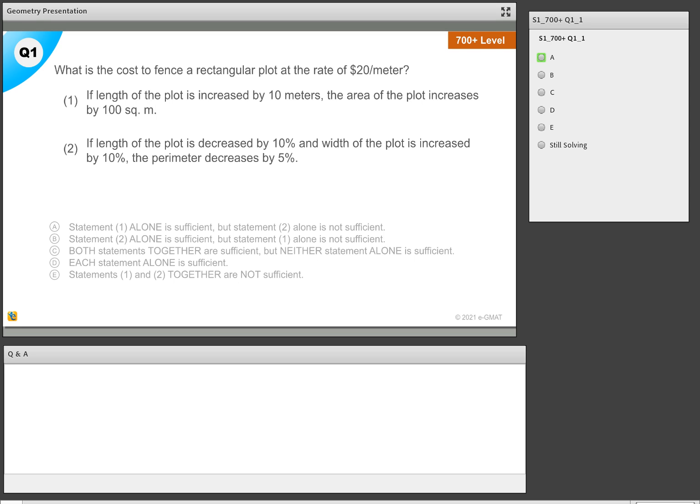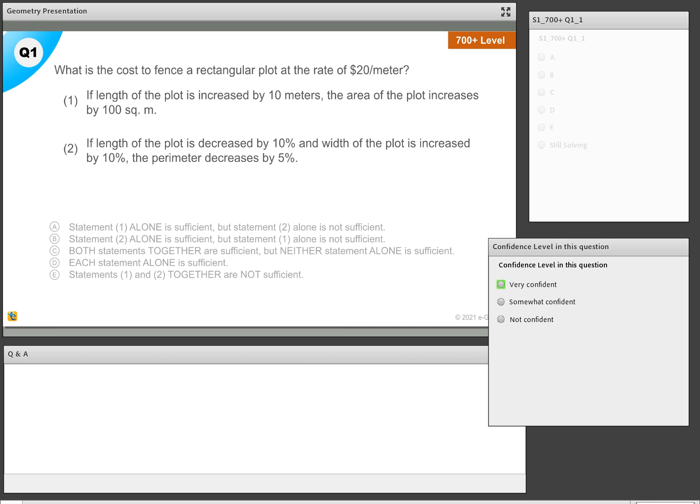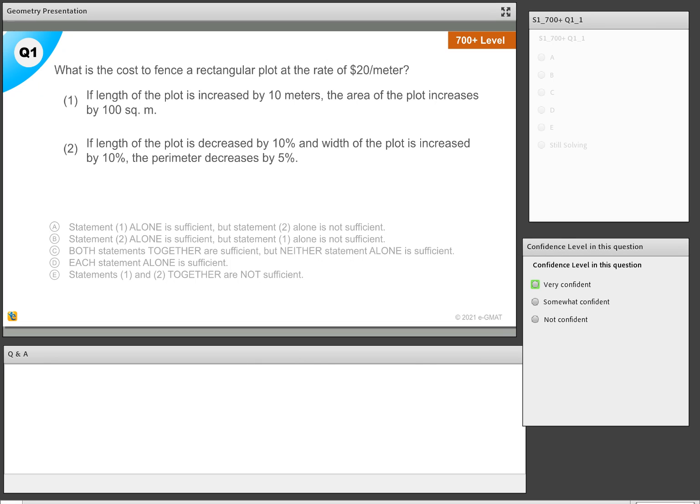All right, last 30 seconds. All right, I'm going to end this poll here. Now, tell me, before we move to the next question, I'd like to understand how confident were you with your answer choice selection? I'm going to make a note of this.